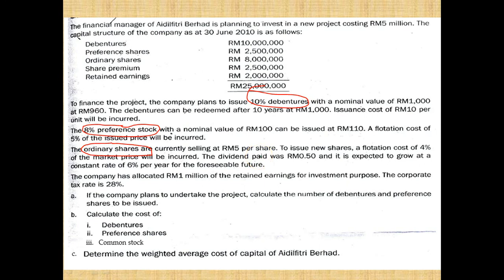So we have different types of question, but remember, at the end you only calculate three types of cost of capital, which are the cost of bond, cost of preferred stock, and cost of common stock. So you need to calculate one by one: cost of debentures, preferred shares, and common shares. At the end, you need to calculate the total overall cost of capital, which we call the weighted average cost of capital.